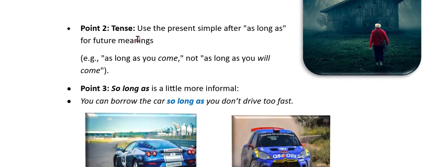So, point number two, tense. Use present simple after as long as for future meaning. So, by using simple present after as long as, it can refer to the future. Simple present doesn't refer to the present if used after as long as. It refers to the future. For example, as long as you come, not as long as you will come. Do not use will after as long as for future. Just use simple present. Naturally, simple present moves into the future. It refers to the future.